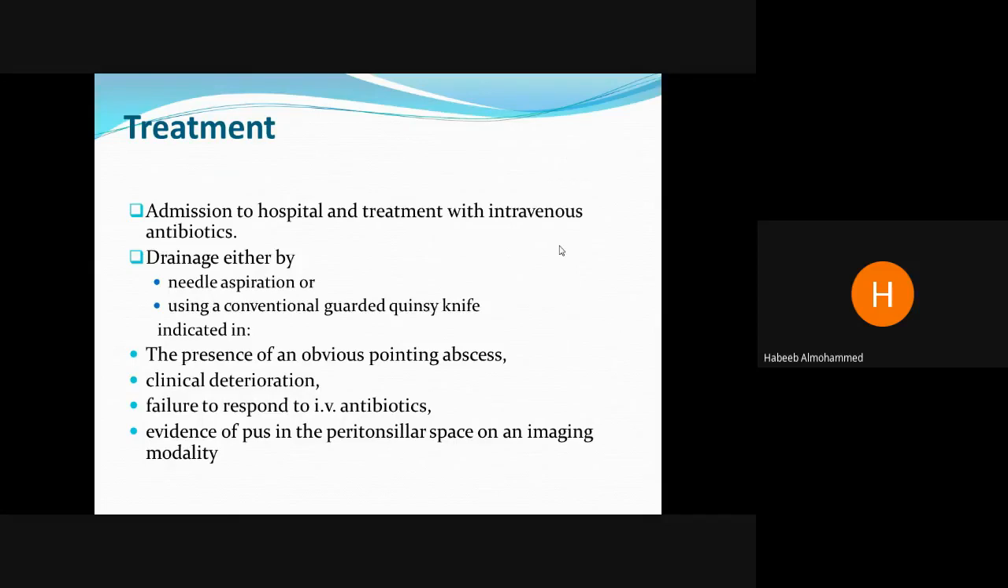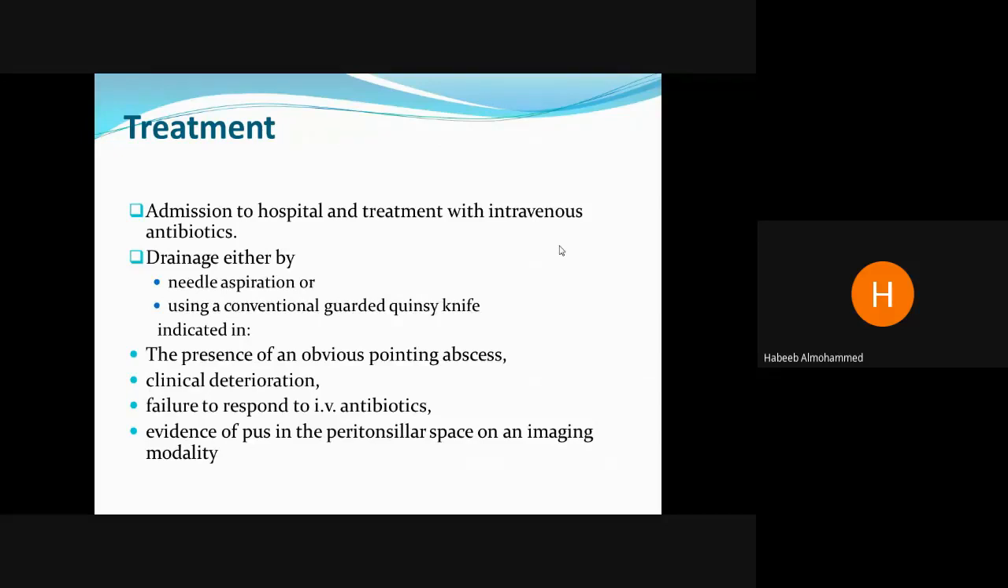Peritonsillar abscess is treated as an inpatient, and admission to the hospital is mandatory for follow-up with intravenous antibiotics and close observation for any possible complication. Drainage is either by needle aspiration or by incision and drainage. Needle aspiration for a small abscess; incision and drainage transoral under local anesthesia, on the most prominent part of the abscess.